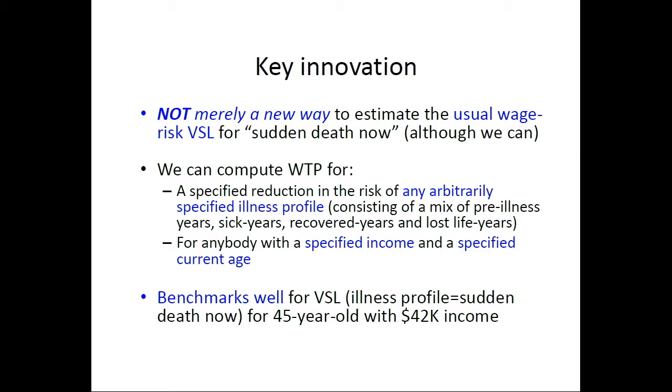So we got a calibrated model, at least for the US, across this range of illnesses and across the general population sample from Knowledge Networks, GFK. Any arbitrarily specified illness profile, with whatever mix of future time periods in those bars, for somebody with specified income and a specified current age. Within that range of possible illness profiles is the common one of sudden death now. And fortunately, our model benchmarks pretty well against that.